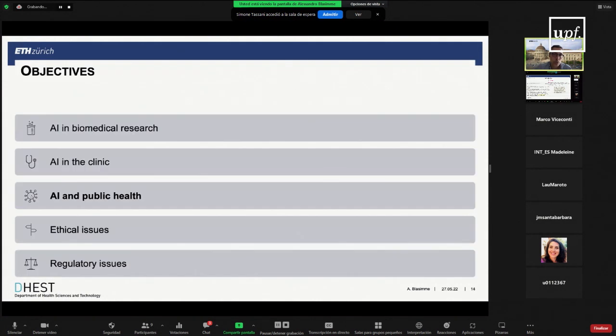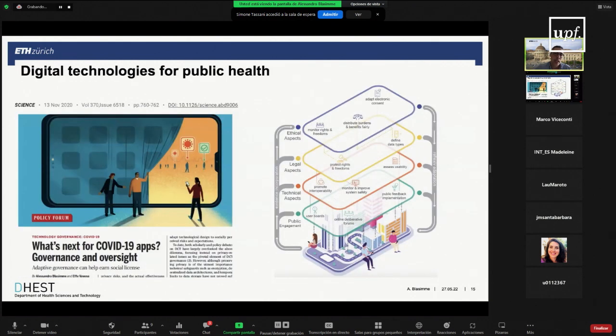In the wake of the COVID-19 pandemic, we've seen a lot of discussion about the use of digital tools in public health. Definitely, digital contact tracing apps have been the most prominent of these technologies.